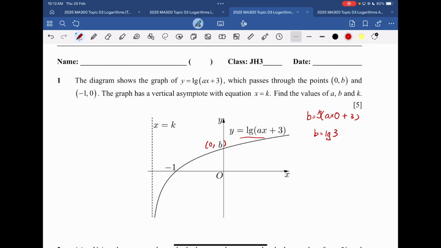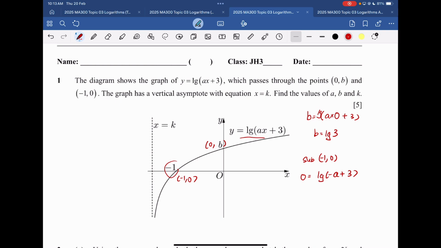After that, how do I find a? Substitute again. You can keep on substituting. What can I do to find a? Give yourself a try. Maybe I can sub this one, negative 1, 0. If I sub negative 1, 0, what do I get? 0 is log of negative a plus 3.